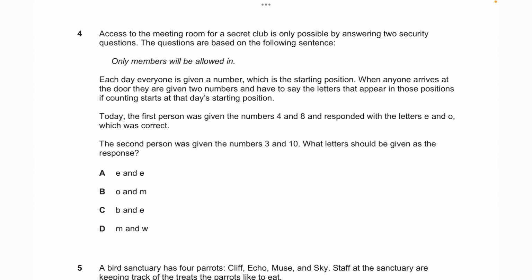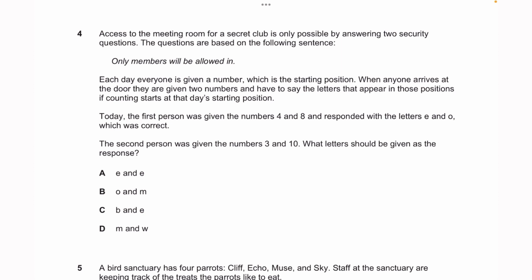Access to the meeting room for a secret club is only possible by answering 2 security questions. The questions are based on the following sentence: "Only members will be allowed in." Now each day, everyone is given a number which is the starting position. When anyone arrives at the door, they are given 2 numbers and they have to say the letters that appear in those positions if counting starts at that day's starting position.